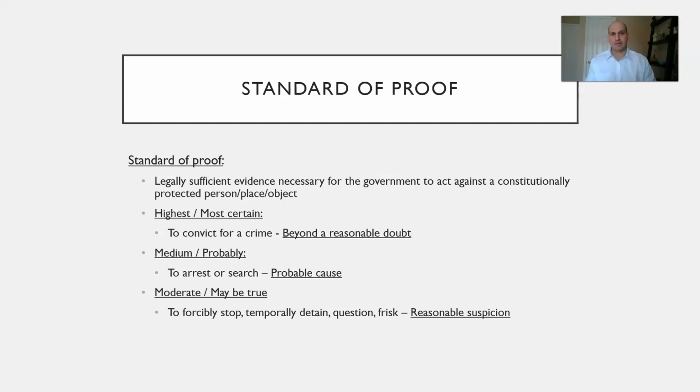That's the highest standard. Now, well below that is what is known as probable cause. We can think of that as a medium amount of legally sufficient evidence. We can think of probable cause in terms of probably. It's probably true that you committed this crime. It's not proof beyond a reasonable doubt. It's not absolutely certain, but it's probably true based off of the facts and the circumstances.